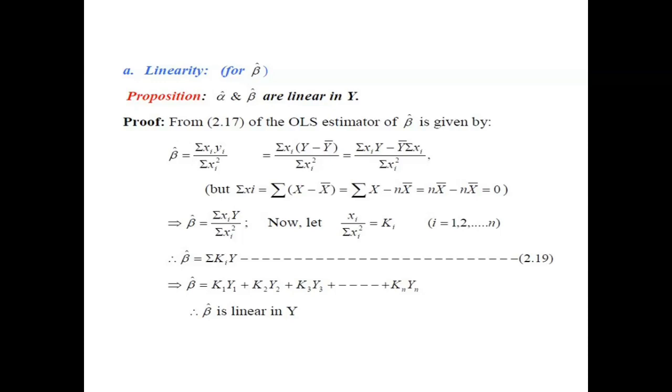So how can we prove whether the OLS estimator is linear? The proposition: alpha hat and beta hat are linear in y.